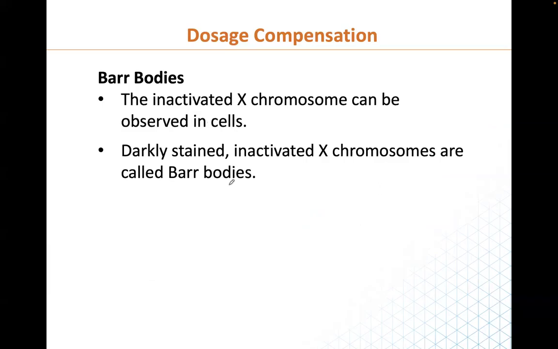Bar bodies. Bar bodies are noticed when the chromosomes of the inactivated X chromosome are observed under the microscope. In the cells that have these X chromosomes, a dark stained substance was found in the inactivated one. So the X chromosome which is not activated usually has a dark stained substance inside it. These substances are called Barr bodies.